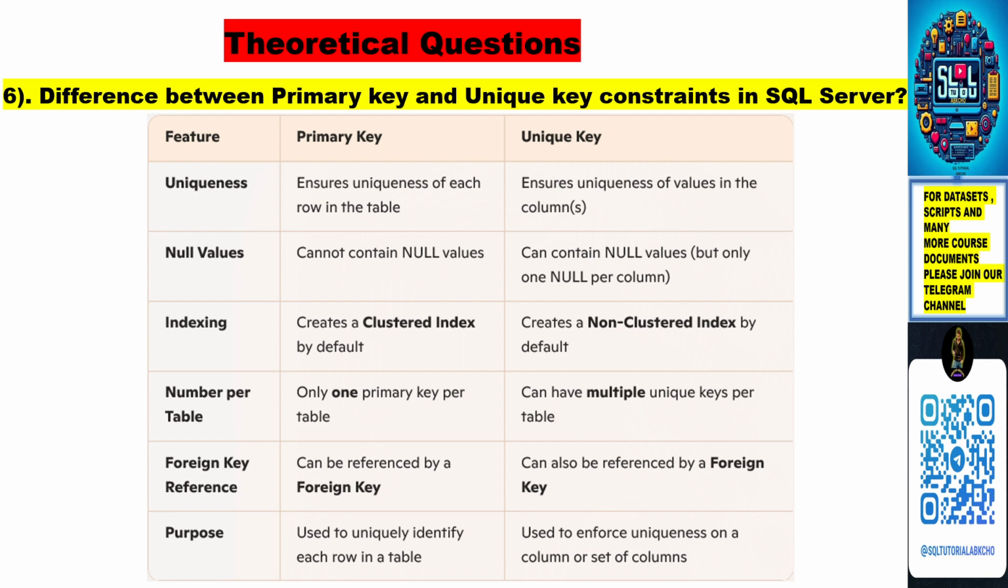Now purpose. So primary key is used to uniquely identify each row in a table, whereas unique key is used to enforce uniqueness on the column or set of columns. Okay. Now this is clear, and these are the major points that you need to tell in the interview. Now move on to the next question.